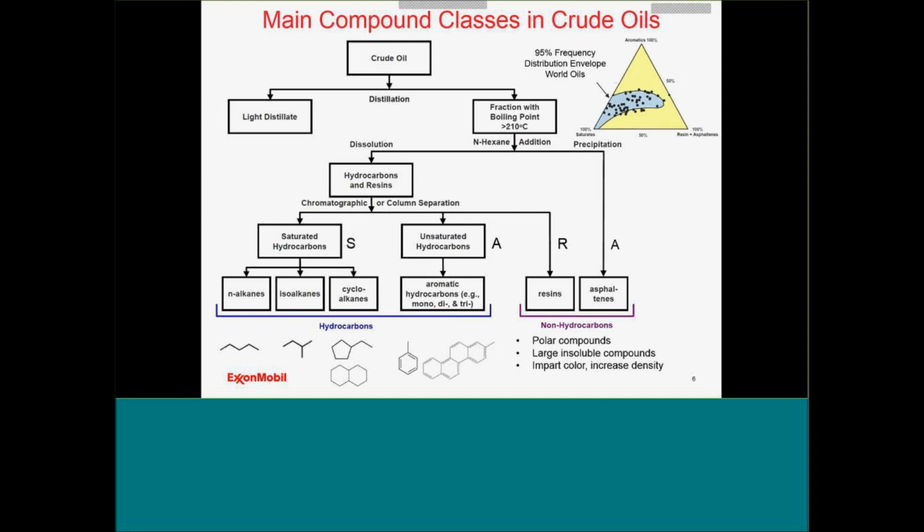And you can see that the triangle plot in the upper right hand of this slide shows how the results of SARA analysis have been used to characterize the compositional range of the world's crude oils.